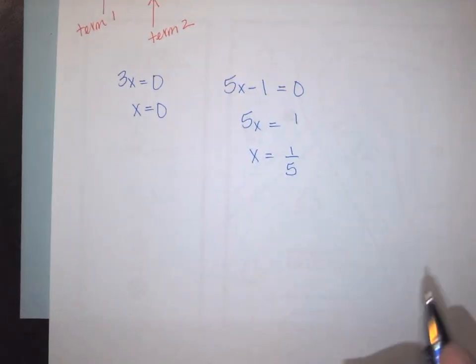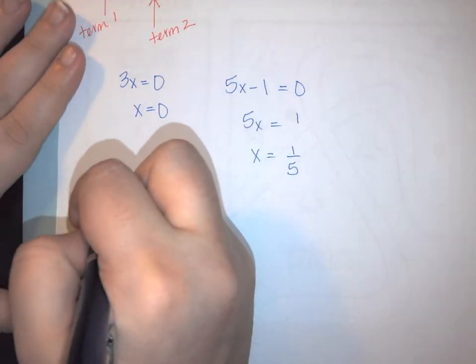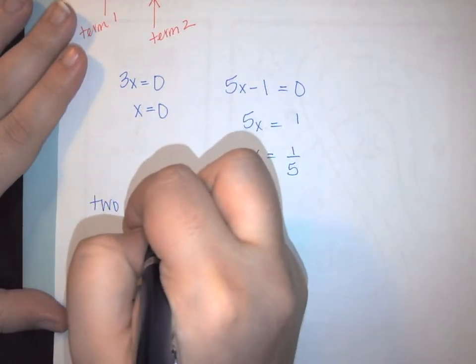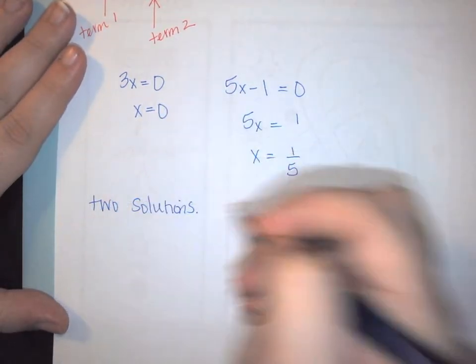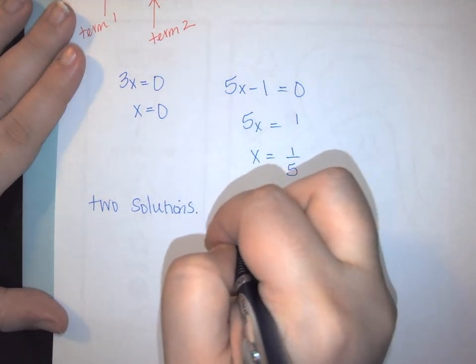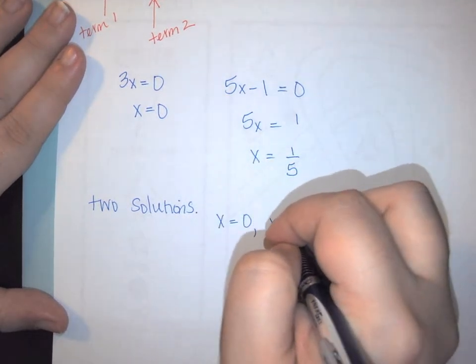Okay. So here again we have two solutions, and those solutions are that x equals 0 and x equals 1/5.